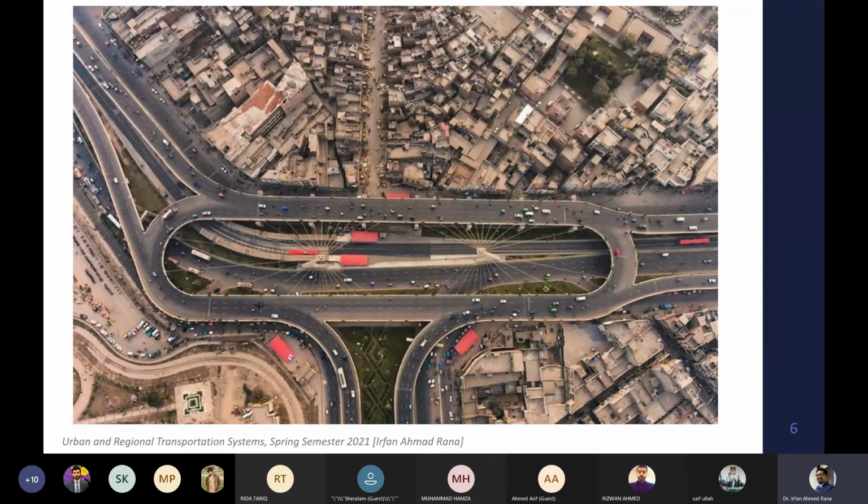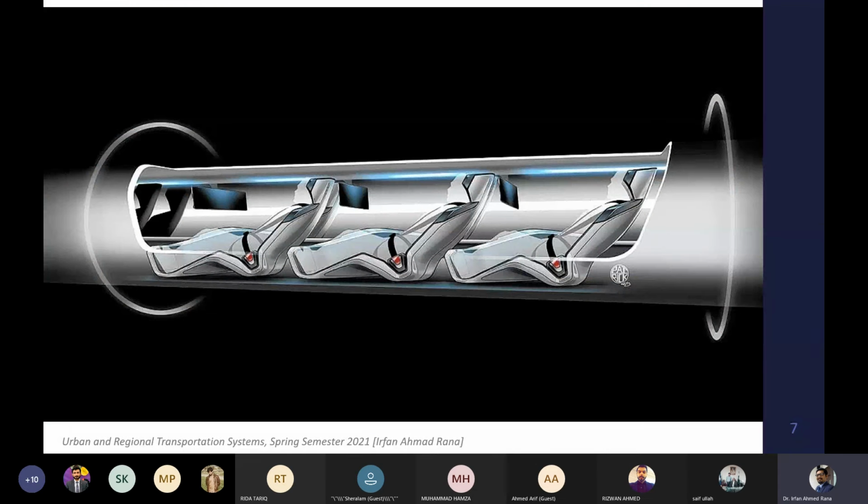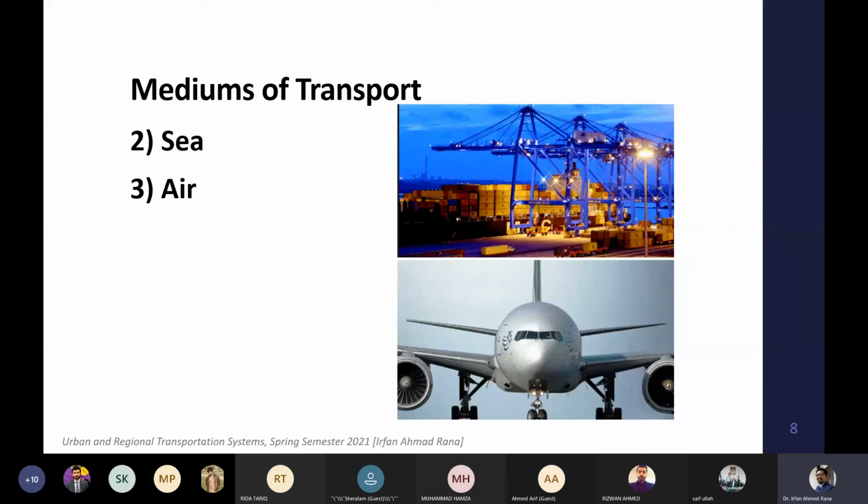The second we're talking about is the pipeways, in which people can sit in some kind of pipes and move from one point to another. This is the concept of hyperloop, in which Elon Musk suggested that people can travel in capsules from one point to another in pipeways, and that is a very fast system. Another means are your seaways and your airways. So that is another medium of transportation.